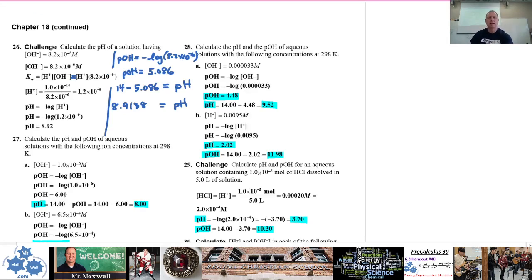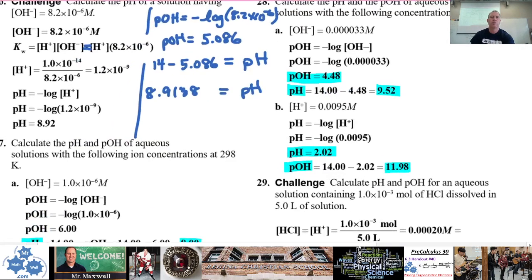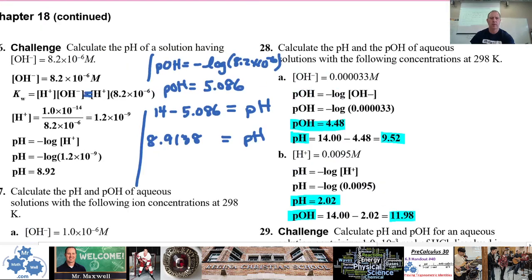Okay, 26. I would like to show you this, it seems a bit confusing here. There are two ways you could do it. There was a typo. There are two ways you could do it.